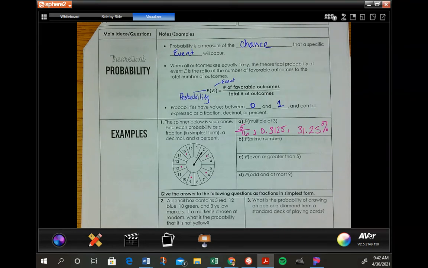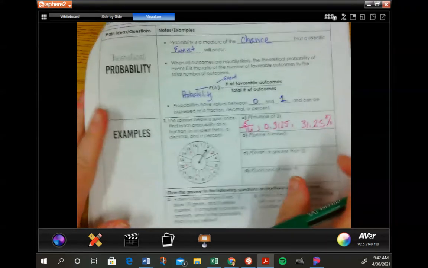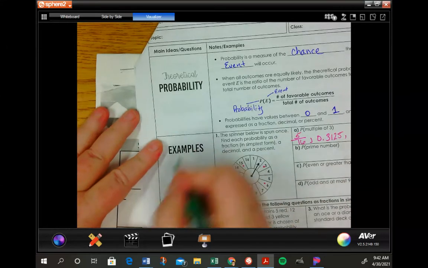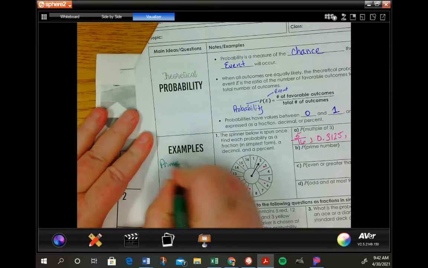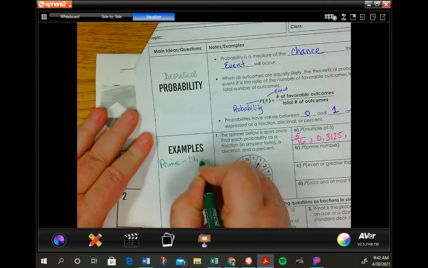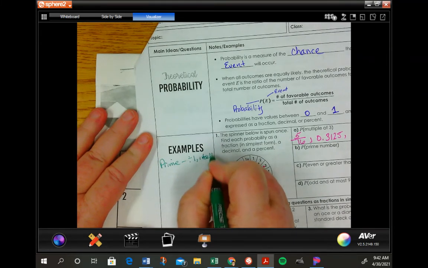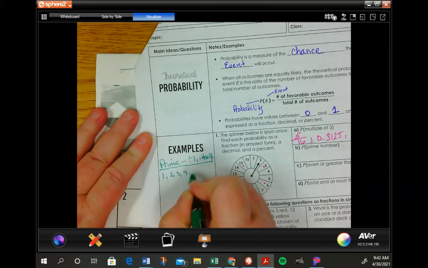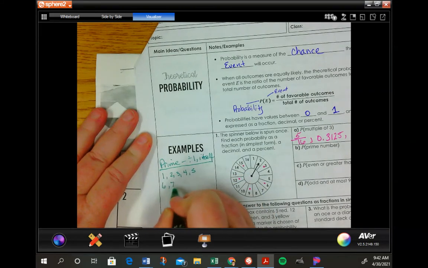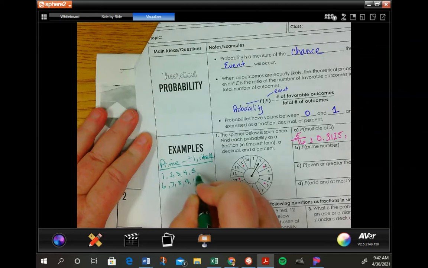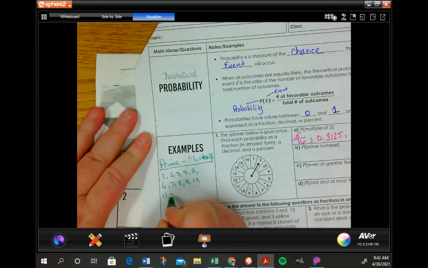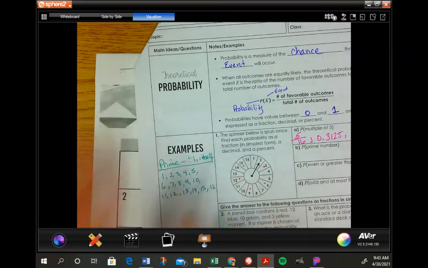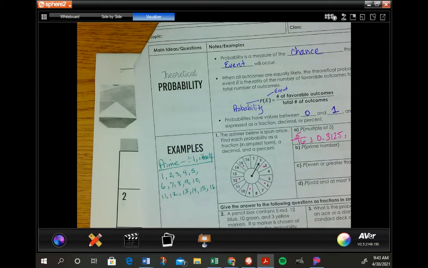All right, let's go with letter B, a prime number. Prime means, go here to the side, prime means divisible by 1 and itself. So let's talk about these. 1, 2, 3, 4, 5, 6, 7, 8, 9, 10, 11, 12, 13, 14, 15, 16. So we've got those numbers on our spinner.